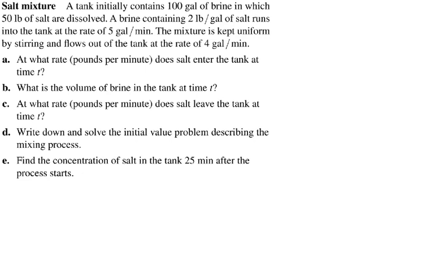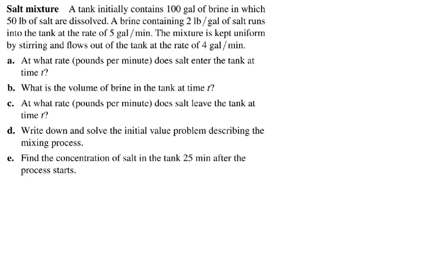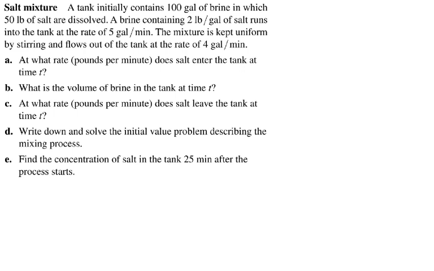So we'll read through our problem here first. We're going to do a salt mixture problem. A tank initially contains 100 gallons of brine in which 50 pounds of salt are dissolved. A brine containing 2 pounds per gallon of salt runs into the tank at the rate of 5 gallons per minute. The mixture is kept uniform by stirring, and it flows out of the tank at a rate of 4 gallons per minute.